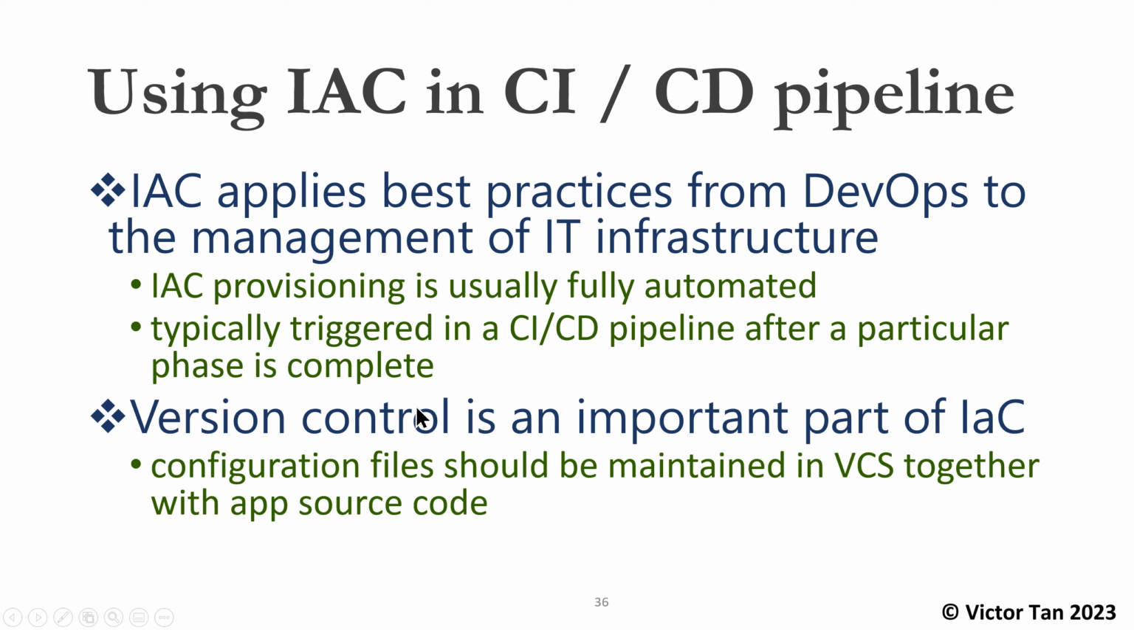Everything is automated. Okay, and then as I said, version control is very important because you want to make sure that if somebody makes a change to a configuration file, you should know about it. So your IAC configuration file is going to be maintained in the VCS together with the original source code of your application.